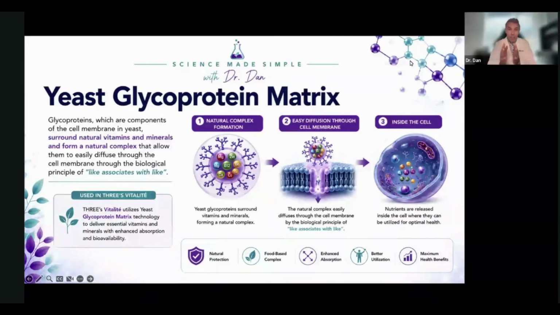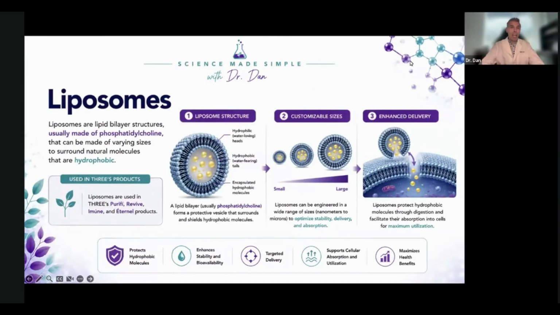And then what it does once it assimilates itself is it pushes out those vitamins and minerals into the intracellular space, and lo and behold, now you've absorbed these vitamins and minerals into the cell, where they can travel to the different parts of the cell that they need to and increase absorption. So that's what we use here. And this is a great technology that provides enhanced absorption. It's natural, it's food-based, and it makes sure that these vitamins and minerals are properly utilized. And that's why when people take our Vitalite product, they feel a response, because these vitamins and minerals are actually absorbed. The second technology is liposomes.